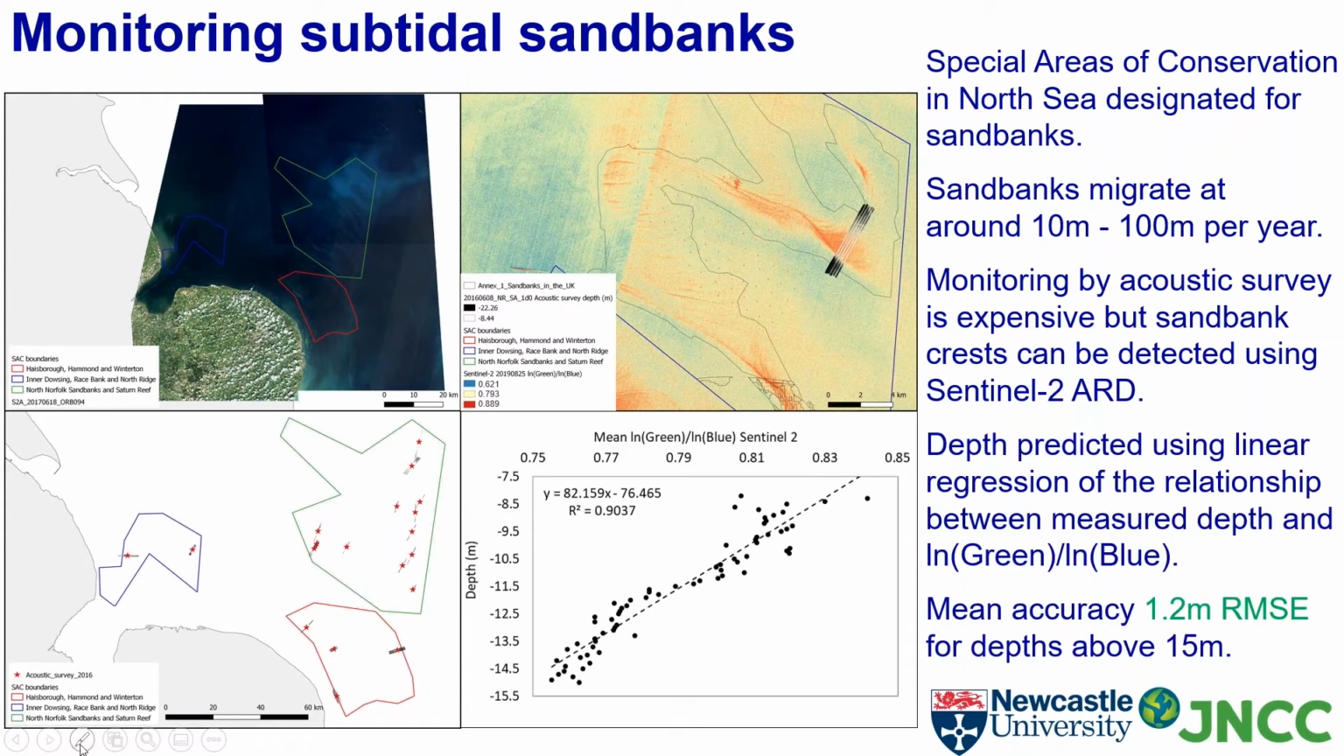And then what we can do is predict the actual depth using a linear regression of the relationship between the measured depth, so from these acoustic surveys, which are carried out by CEFAS, and the natural logarithm of the green band divided by the natural logarithm of the blue band. So you see there's a fairly good correlation there between depth and the log green over log blue, with quite a good R² value of 0.9. And we can use that to predict depth. We're getting a mean accuracy of plus or minus 1 or 2 meters for depths shallower than 15 meters.